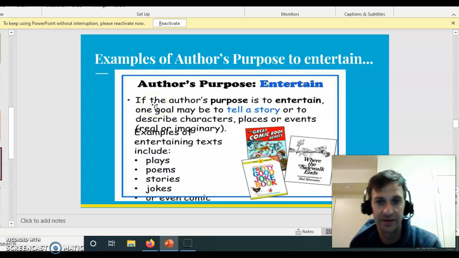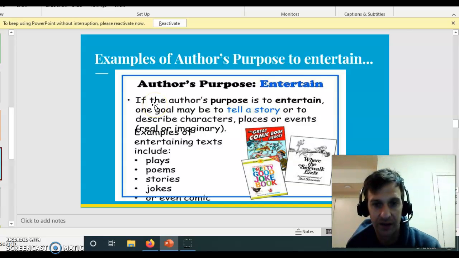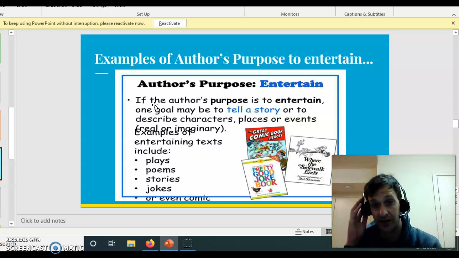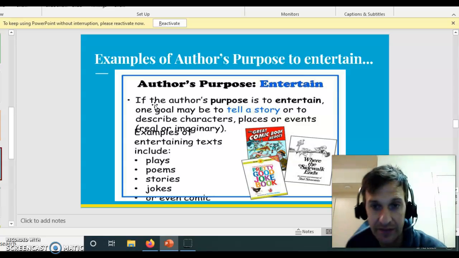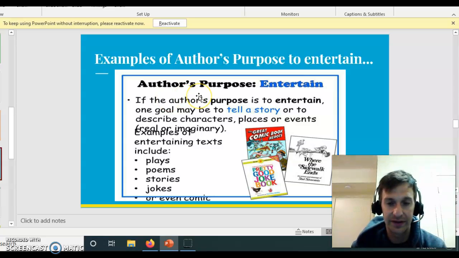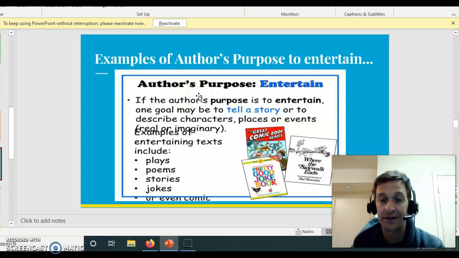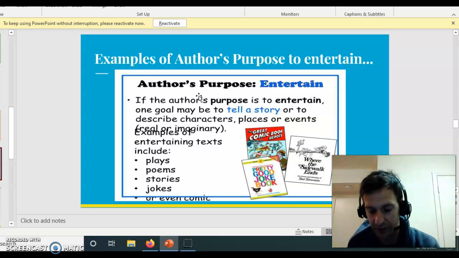What are some examples of entertain? They say plays, poems, stories, jokes, comic books. The goal is to tell a story to describe characters, places, or events. The author's purpose is to entertain you. He's giving you more than just facts, as in inform. He's not trying to persuade you to do something. All right, a novel, a fiction book, a short story, any of those things are meant to entertain you.